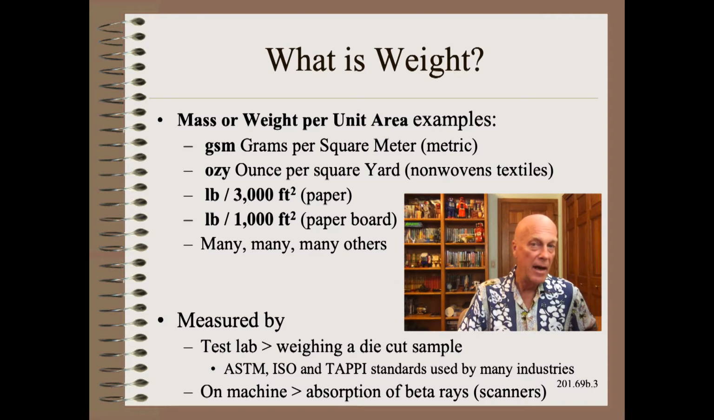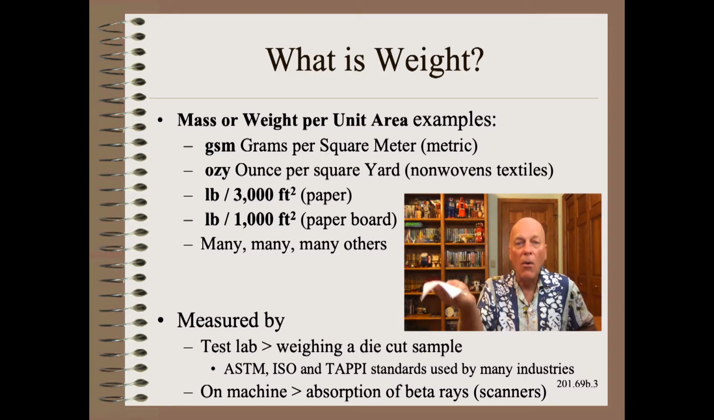Paper is even odder yet, especially in the U.S. They use weight in pounds, and the area as a ream size, which may be 3,000 square feet for paper, 1,000 square feet for paper board, but there are others. Aside from carefully and explicitly defining the units, we must also define the test standard. The most common is to weigh 1 or 10 die-cut samples on a very sensitive scale.